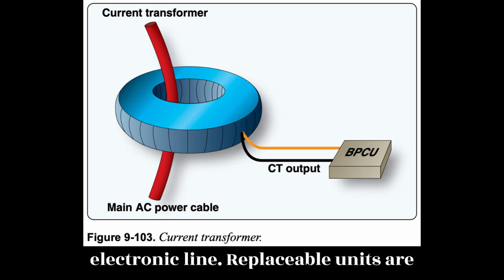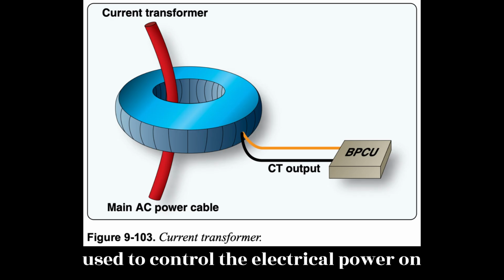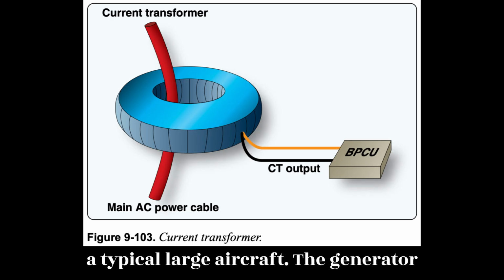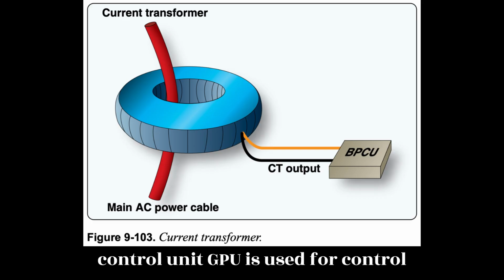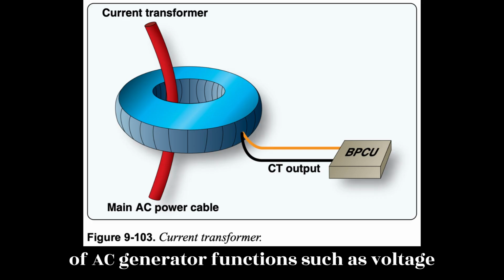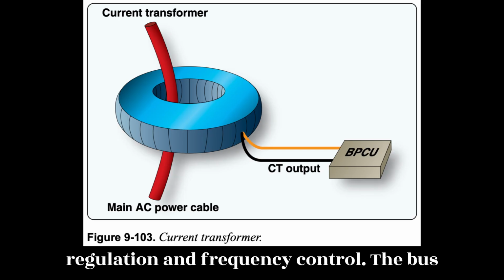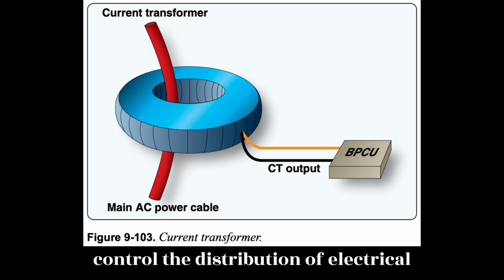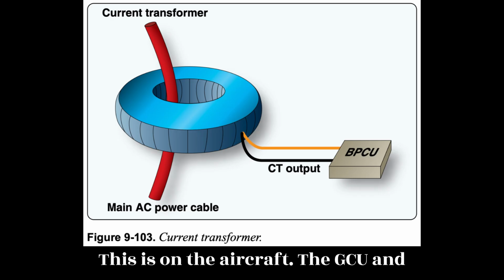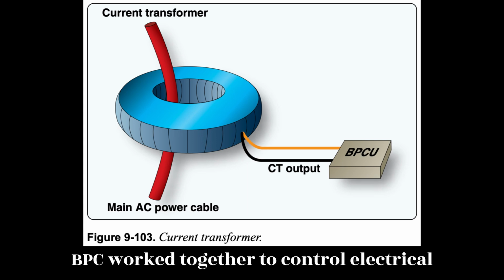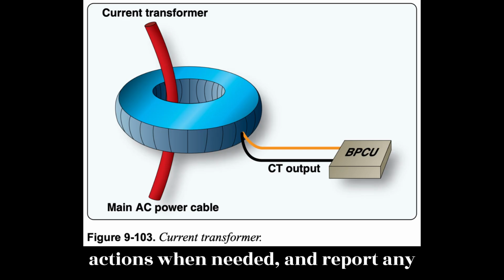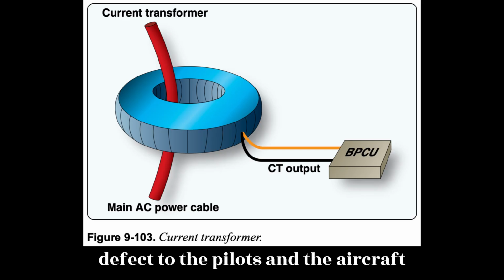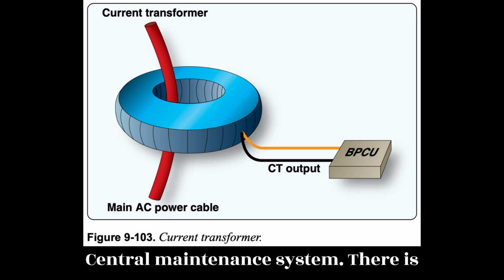Two electronic line replaceable units are used to control the electrical power on a typical large aircraft. The Generator Control Unit, GCU, is used for control of AC generator functions, such as voltage regulation and frequency control. The Bus Power Control Unit, BPCU, is used to control the distribution of electrical power between the various distribution buses on the aircraft. The GCU and BPCU work together to control electrical power, detect faults, take corrective actions when needed, and report any defect to the pilots and the aircraft's central maintenance system.